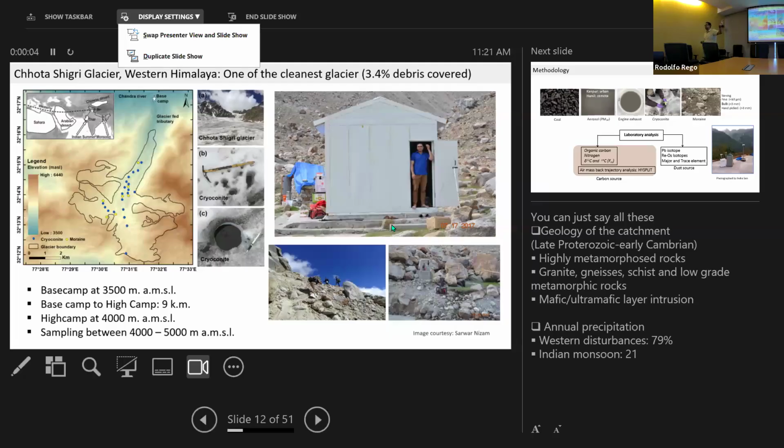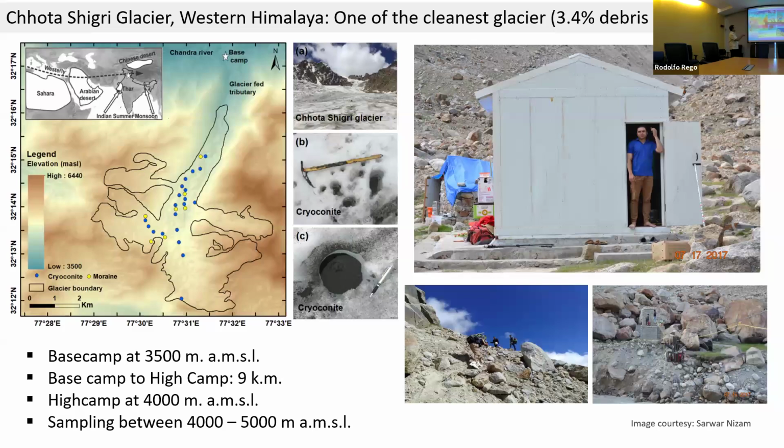So the idea was to look into the origin and sources of this black colored particle, which we call cryoconite, in the holes on this glacier. If you look at the sampling sites, we went up to almost 5,500 meters above mean sea level, so it's not an easy task. Our base camp was at around 3,500 meters, and from there we had a high camp at 4,000 meters. Sampling was done without oxygen, so you can only go up, spend 30 to 45 minutes, grab your sample and come back.